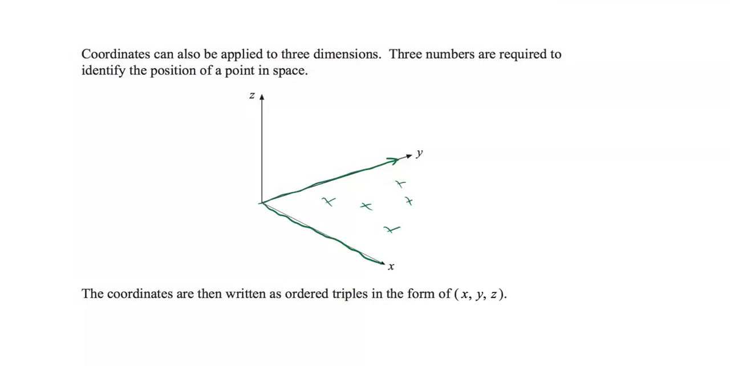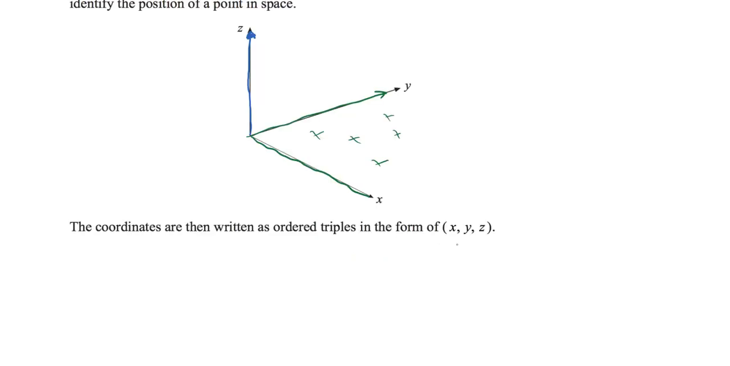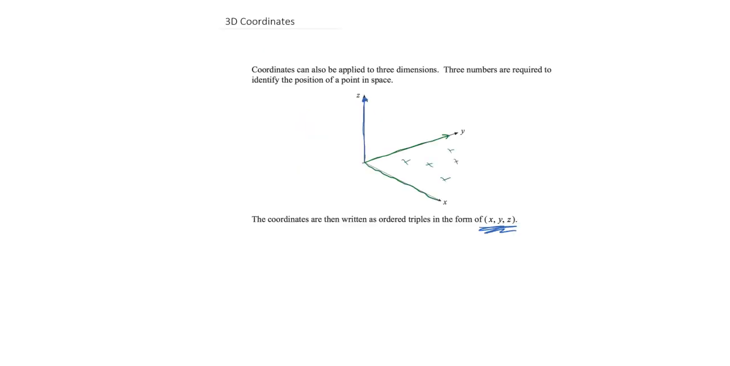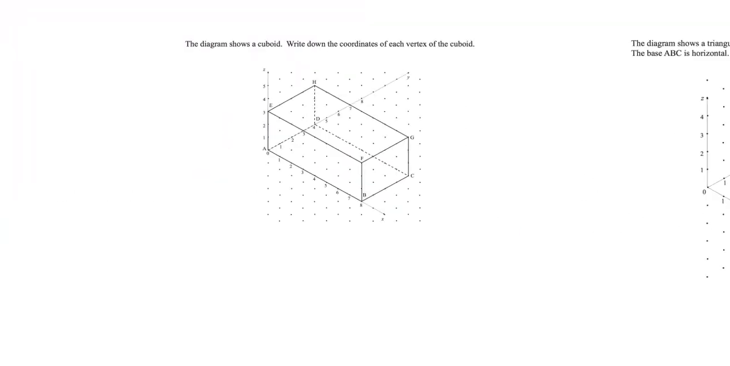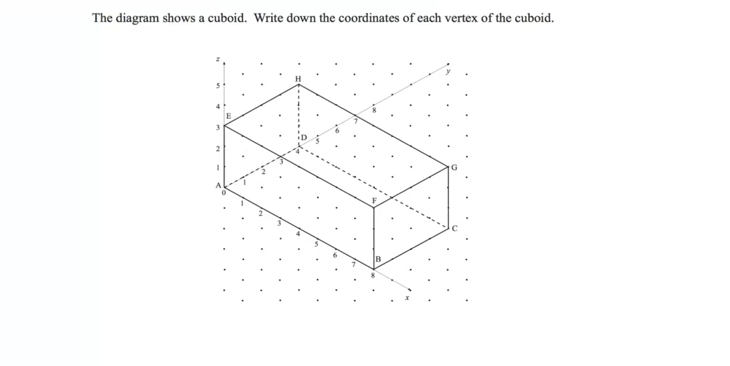But what if we come off the page? What if we start to think about 3 dimensions? Can we still do the same thing in 3-dimensional space? Well, of course we can. We are going to have coordinate points with 3 numbers in them, right? An X, a Y, and a Z in that particular order. Okay, so let's take a look at a few example questions to help us think about this.